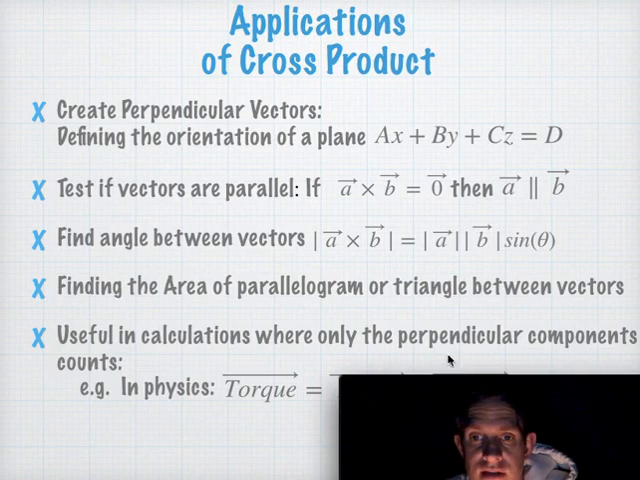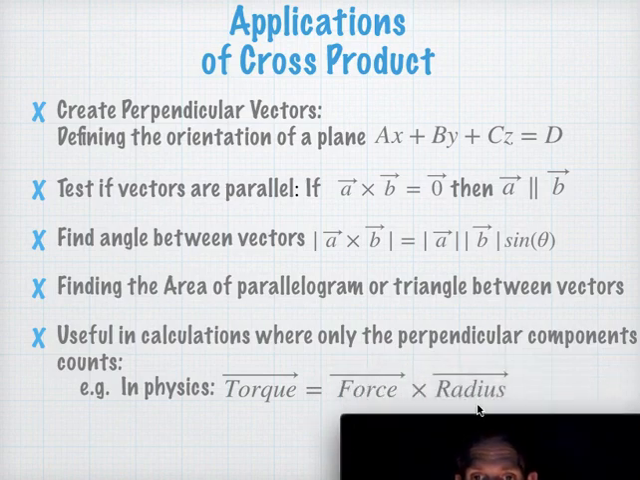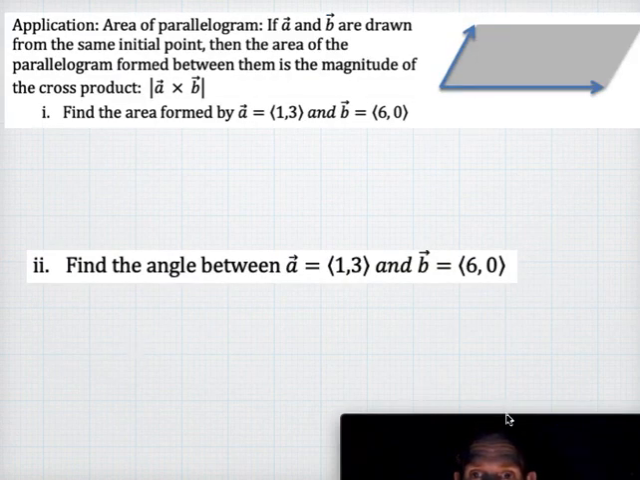And there's a lot of different physics formulas that have the cross product at their heart. Anytime you only care about the perpendicular component of two forces, if they're at angles to each other or something like that, then you can use a cross product to calculate them. For instance, the torque calculation in physics is force times radius. There's a bunch of other ones that you'll probably see if you take physics someday. So let's look at a specific example.